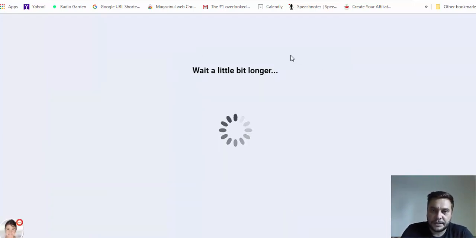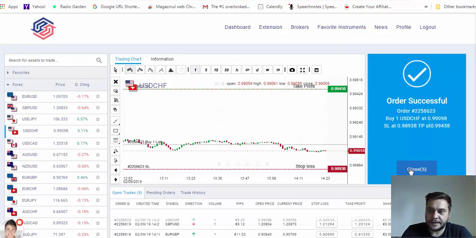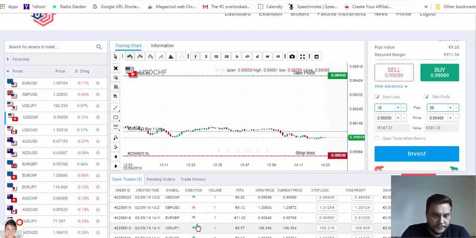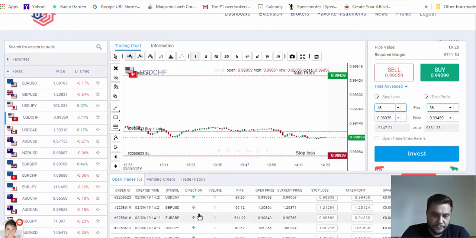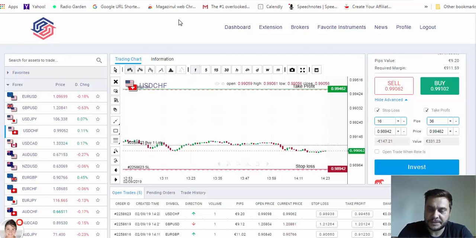And here in the next page, the only thing you have to do is to click on invest, and the order is placed. Okay, so we have 1, 2, 3, 4, 5 trades open. Last one is US dollar Swiss franc, it's a buy. We have 4 buys and 1 sell. Okay, these are the trades for the moment. I will be back to you when the trades are finished. Stay here, don't go, I'll be back in a minute.